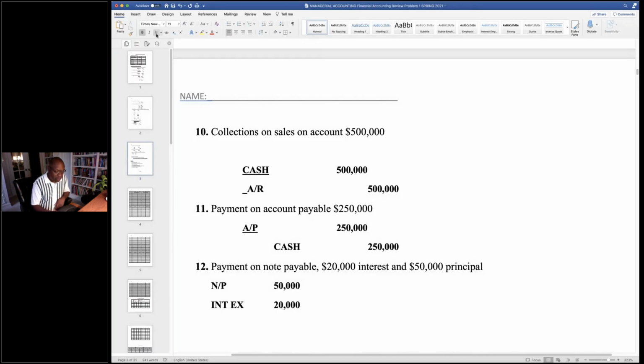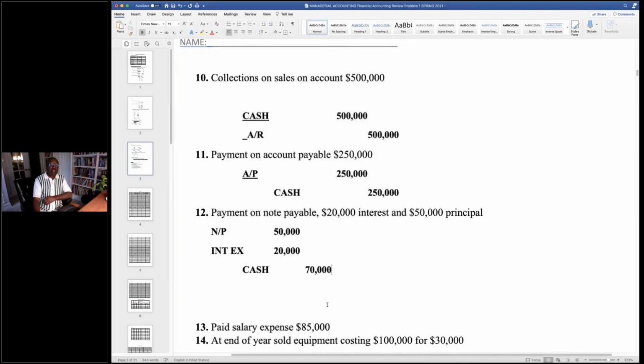When you pay your credit cards now, do they want just principal, or do they want principal and interest? So then we're going to credit what? Cash, 70,000. Any questions? So here we had 3 accounts, but the debits still equal the credits.